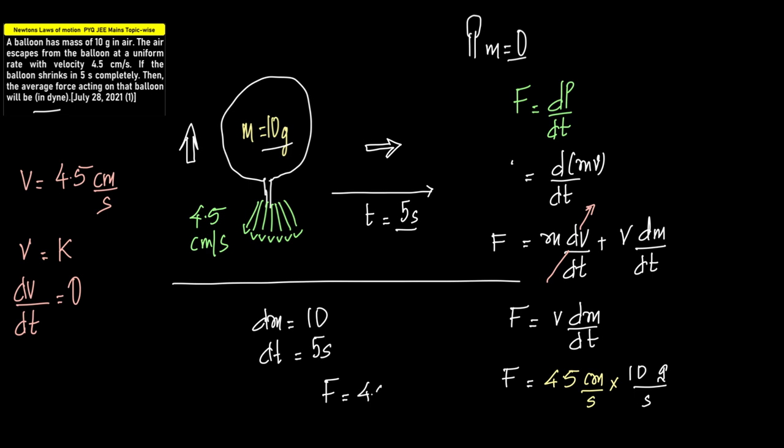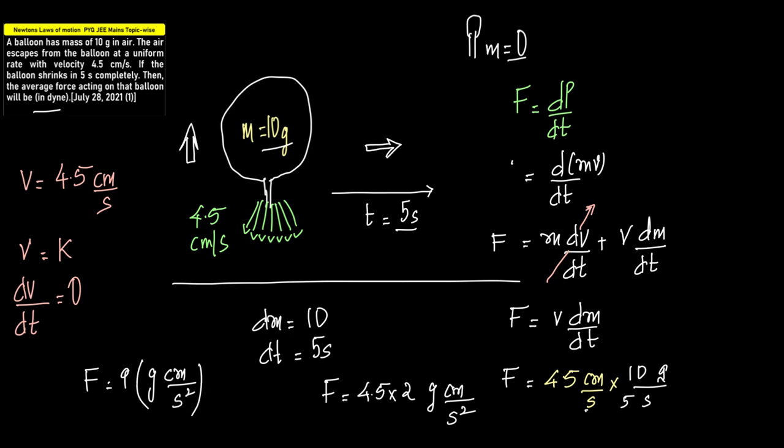So F becomes 4.5 into, time is 5 seconds, right? So it is 5 seconds. So 10 by 5 is 2 into gram centimeter per second into second is second. So gram centimeter per second square. So what we get is F is equal to 9 gram centimeter per second square.